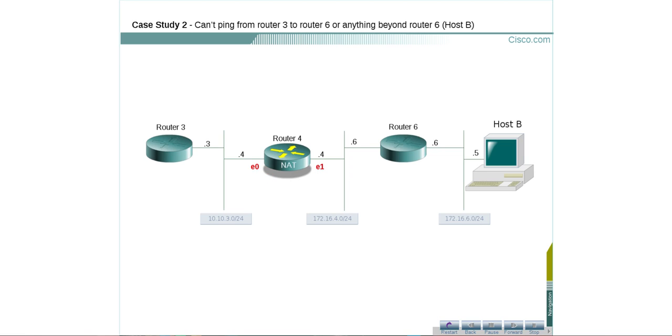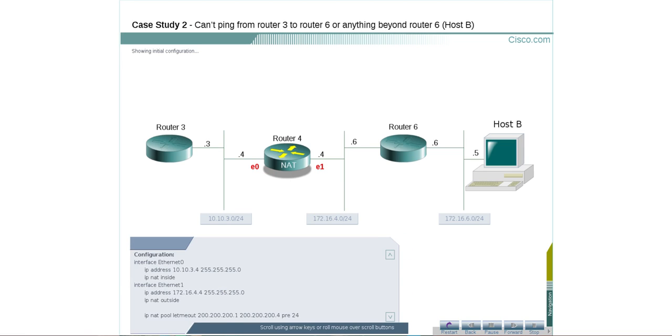Since we know that router 4 is running NAT, let's take a look at the relevant configuration for router 4. Here we see that NAT is enabled on the Ethernet 0 and Ethernet 1 interfaces. This is where we define which part of the network is considered the inside and which part is considered the outside. NAT is configured to dynamically translate packets based on whether or not they are permitted by access list 7.